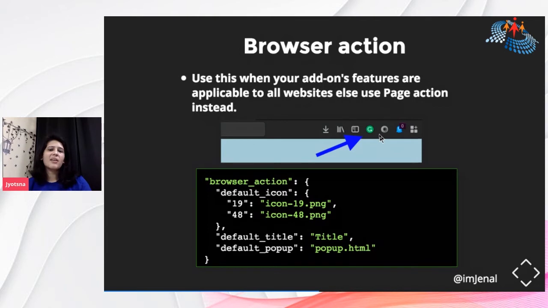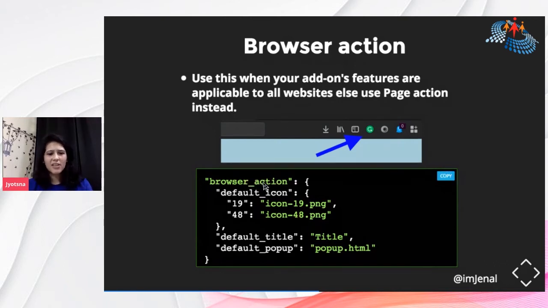So there is a page action and a browser action. Websites like Grammarly don't depend on the website, right? Its features are applicable to all websites. So in that case, all the features would be applicable to the website, and you can view the specific add-on icon on the toolbar. And this is how you mention the browser action in your manifest.json.